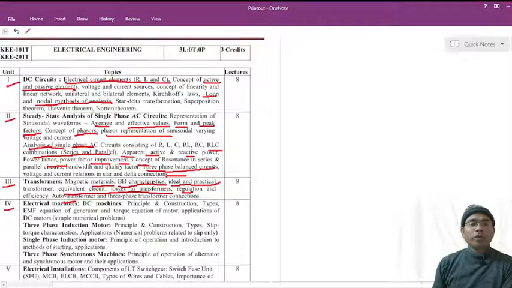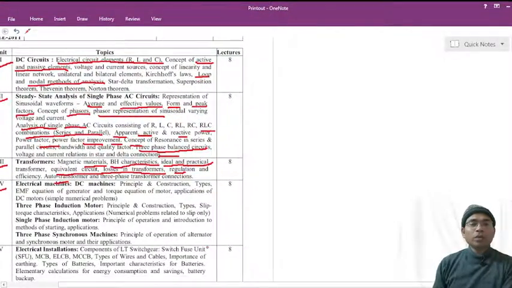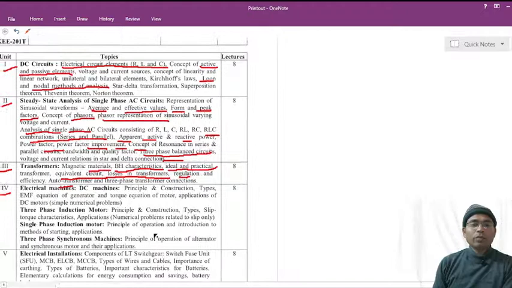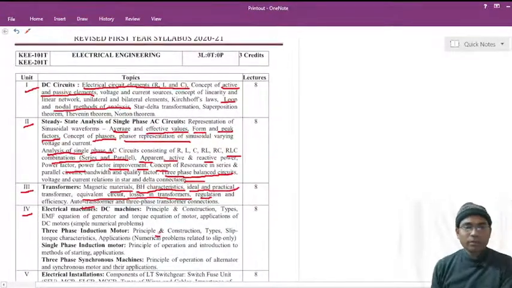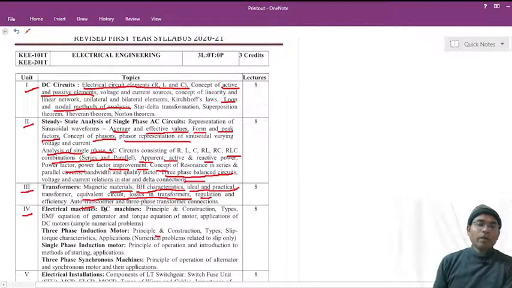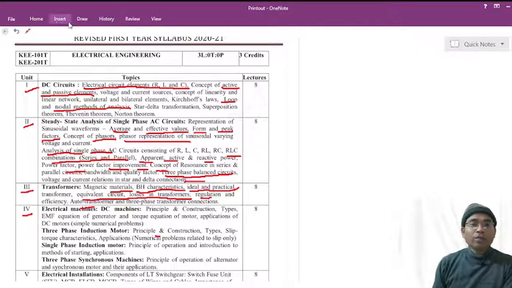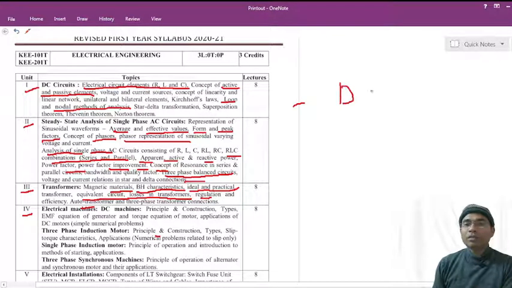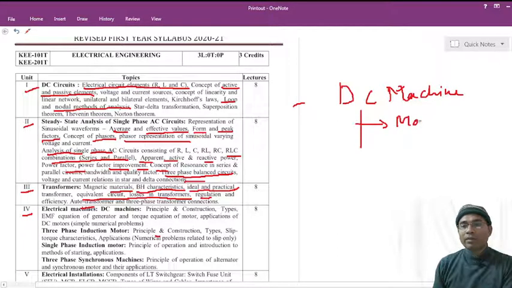Now come to unit 4. Unit 4 totally deals with machines. So here you will study basically 4 types of machine. The first one is the DC machine. DC machine means generator and motor both. So if somewhere machine is written, this will indicate motor as well as generator.